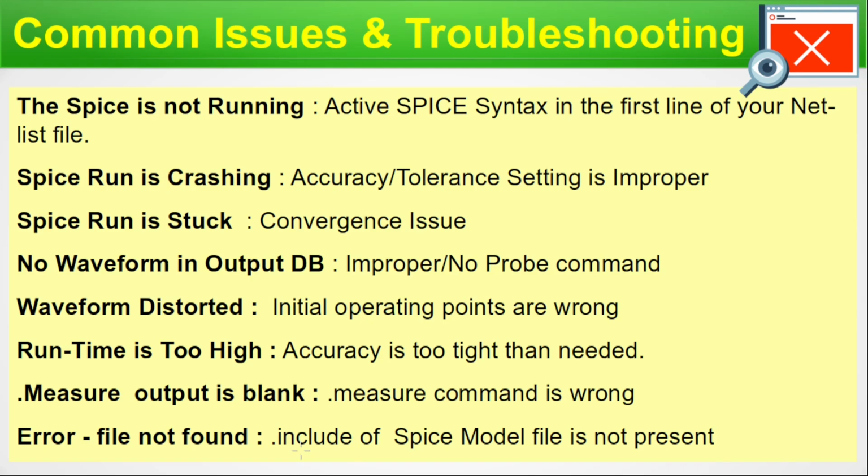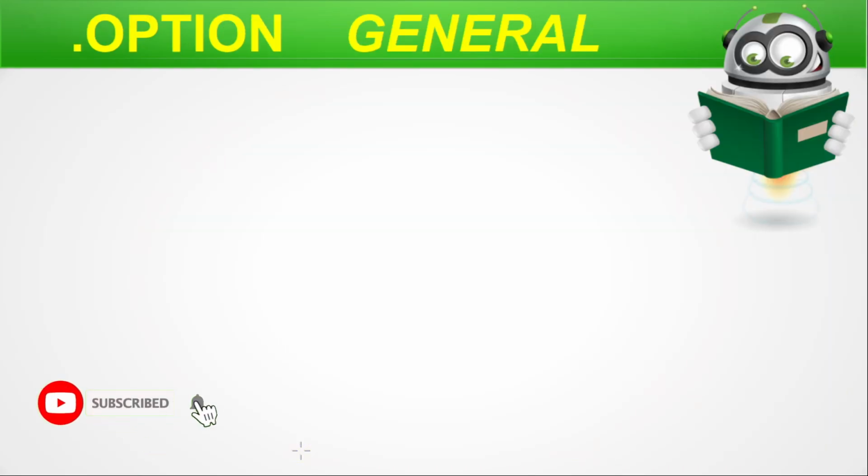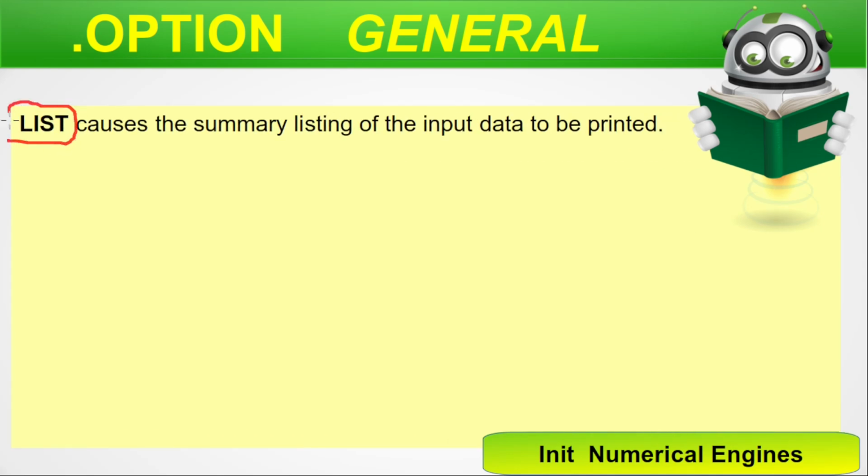Let's move on to the next slide. Dot option general. There will be a few general options for the SPICE simulation. Let us see. This is for the init numerical engines, the numerical engines which run in the background, right? There is some initialization for them. So we are focusing on those options which are categorized as the general options of the dot option. LIST is the option, and it is used as is.